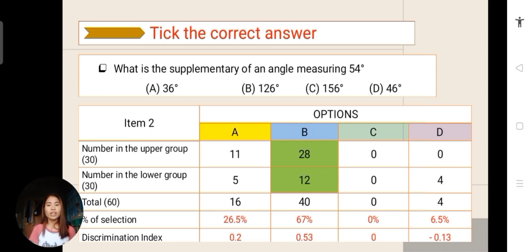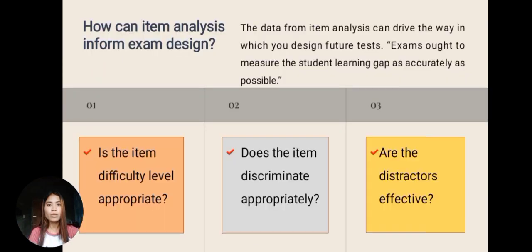So, rather, it does not have a value. So, item number 2 is a very good item, but C is a poor distractor. So, we have to revise or replace the distractor to maintain the quality of the item. So, how can item analysis inform exam design? The data from item analysis can drive the way we design future tests. So, exams ought to measure the student learning gap as accurately as possible.